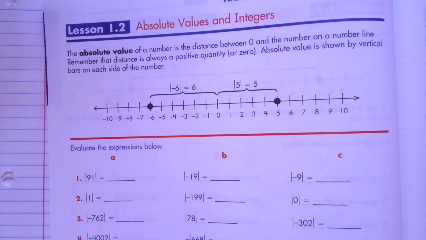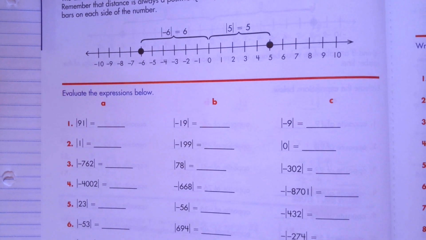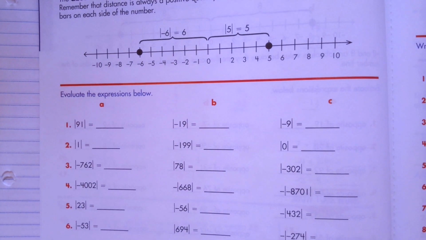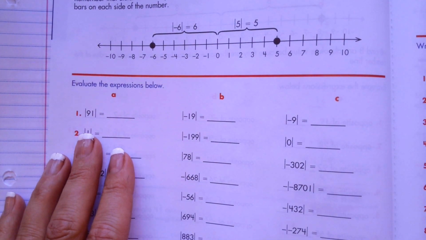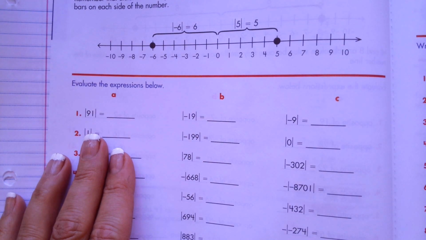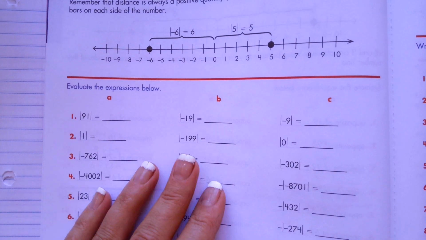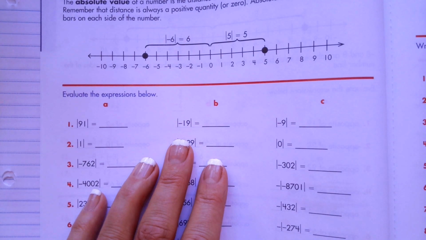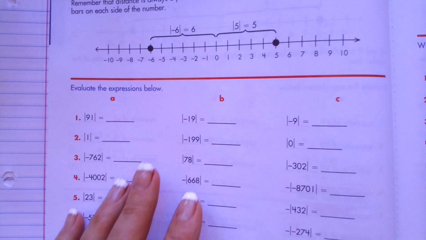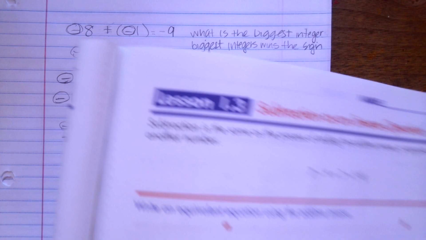And then page 8, I don't think you have to do any of those. We already know what absolute value is. So you can do it because it's super fun, because it's super easy, but you don't have to. So we know number 1 is what? Okay, which page? Page 8. Number 1 is 91. And number 1B? 8. 19. Good.